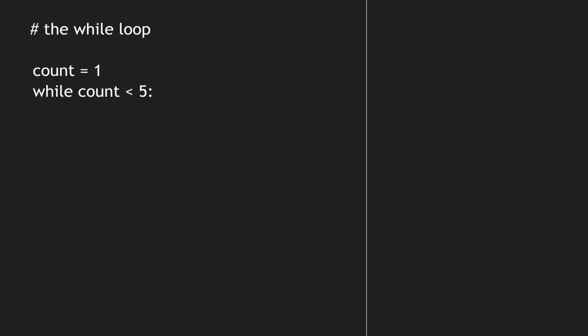So in this case, we can print count. But since count is not changing, this will always be true. So the loop will go on and on forever and ever. We need to change the value of count, or we need to define some stop criteria. We will see how we can manually stop the loop, but we can increment the value of count by 1 within each loop. So we say count plus equals 1. This is the same as count equals count plus 1.